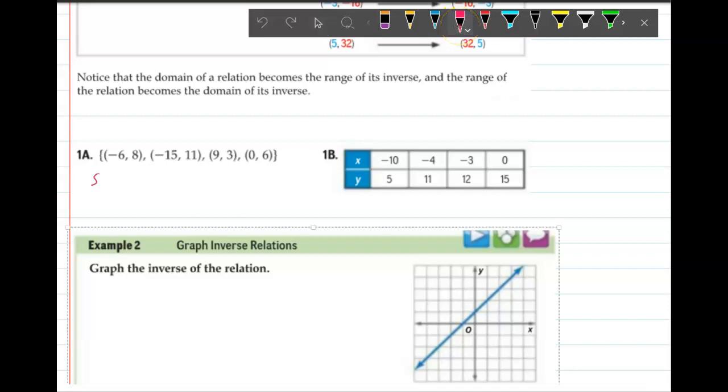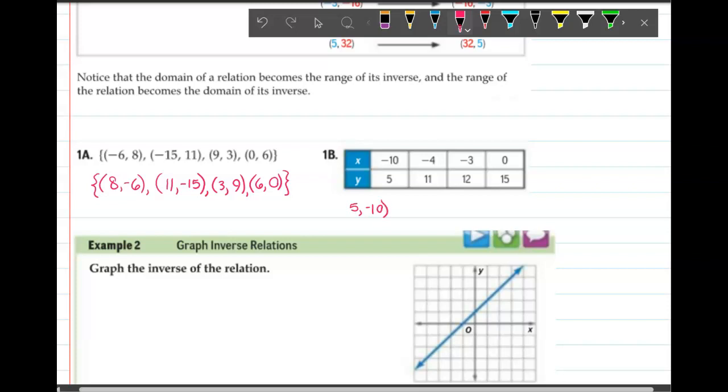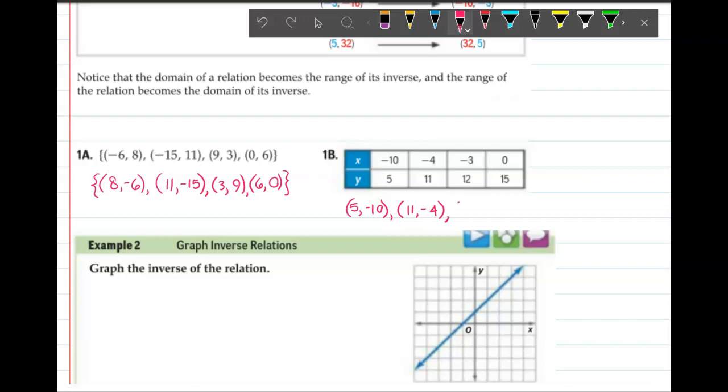In order to find the inverse of 1a, we would get 8, negative 6, 11, negative 15, 3, 9, 6, 0. Switching the x and y's here, we would end up with 5, negative 10, 11, negative 4, 12, negative 3, and finally 15, 0.